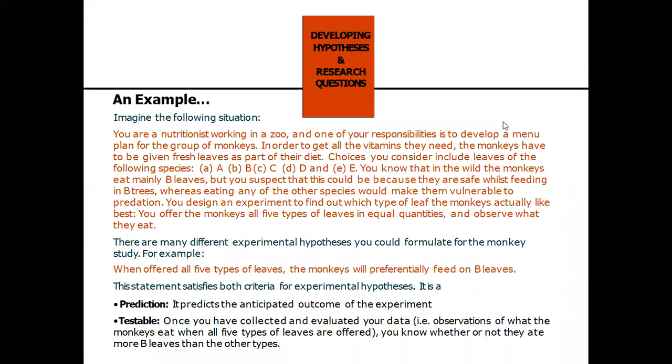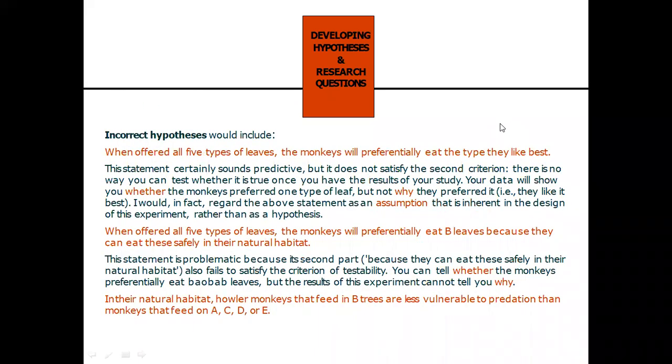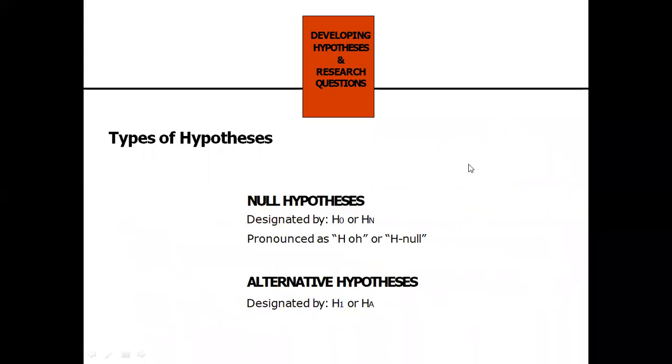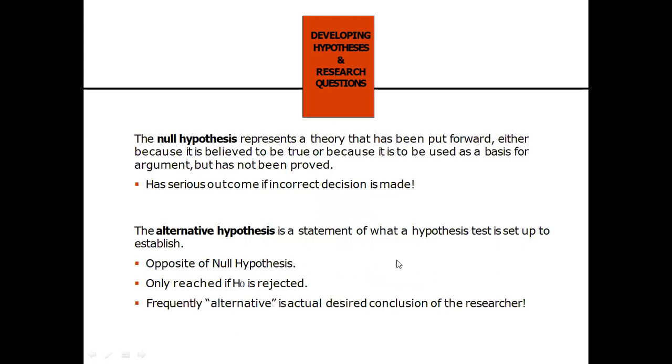Okay, so I hope this example with these different types I have explained is now clear to you. Now let's come to more types of hypothesis, like null hypothesis and alternative hypothesis. This one is important. Null hypothesis represents a theory that has been put forward either because it is believed to be true or because it is to be used as a basis for one argument, but has not been proved. Definition क्या बोल रहा है? ये जो null hypothesis है, it works like a basis of one particular argument, but it has not been proved. Don't worry, we'll go through some examples of it, then this will be more clear to you.